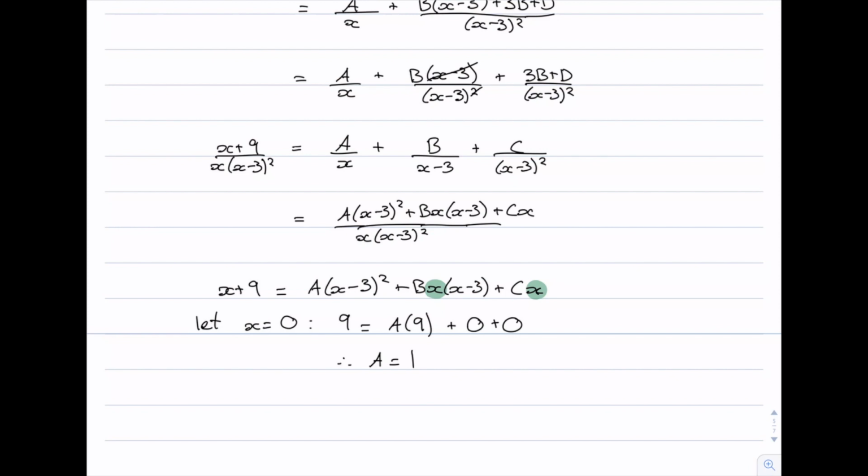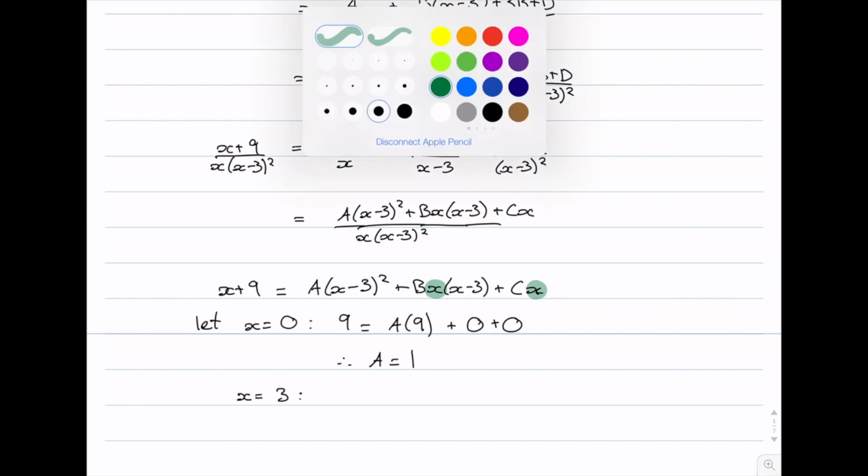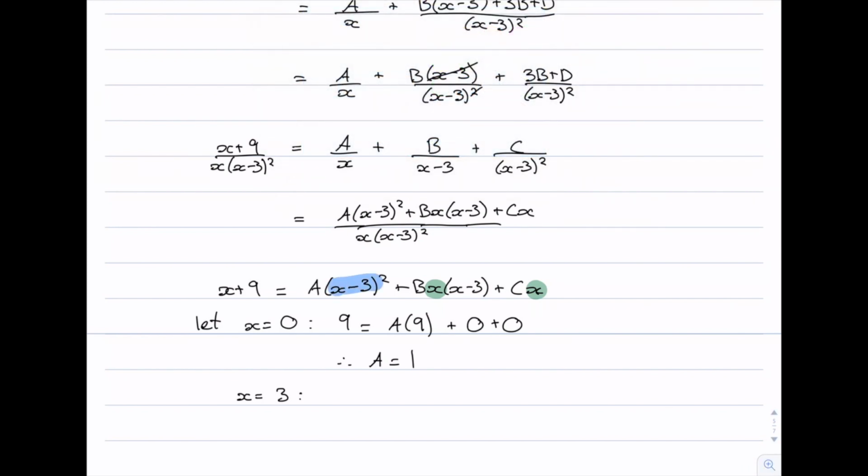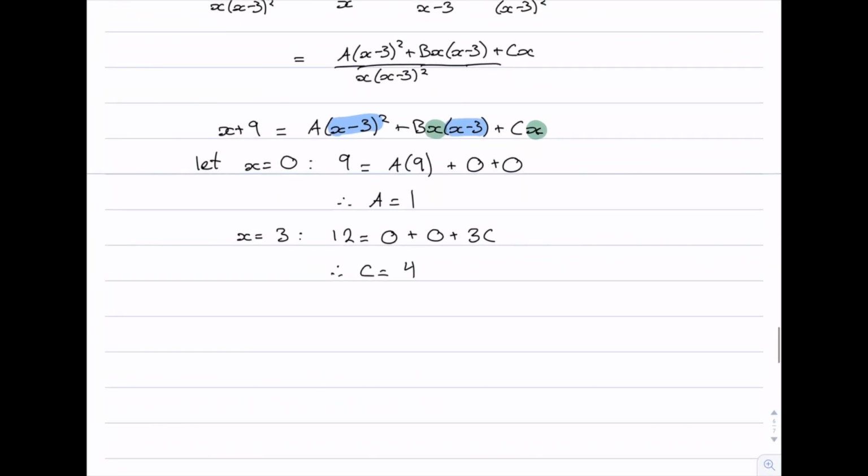Now what could we do? Well, we could let x equal to positive 3. And why is that helpful? Because it turns this term into 0, and it turns that term into 0. And so we're only left with the c term. So when x is equal to 3, on the left-hand side we have 12 equals 0 plus 3 times c. And so therefore, c is going to be equal to 4. Okay, so we've worked out two of our constants fairly easily.